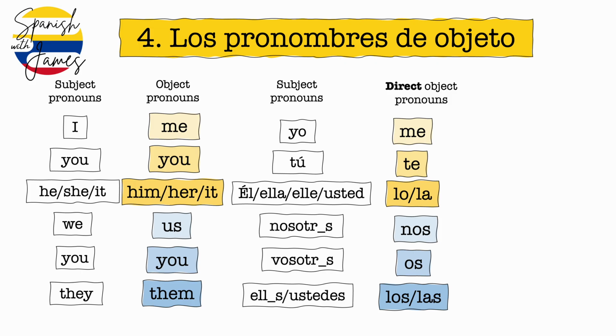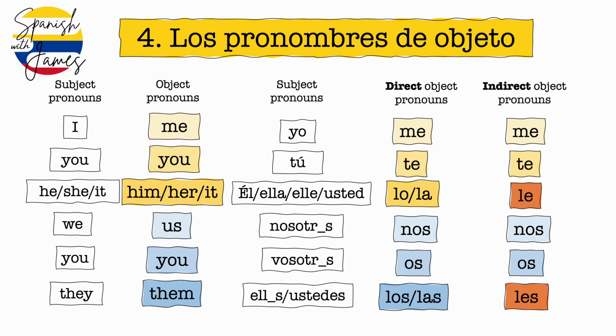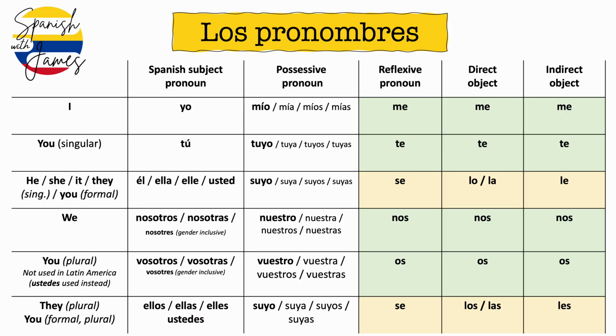If they're indirect object pronouns, they're pretty much the same, so that's good news. There's less to learn here. The only ones are the third person singular and third person plural, which go to le and les. So here we have pretty much everything we've talked about so far today.